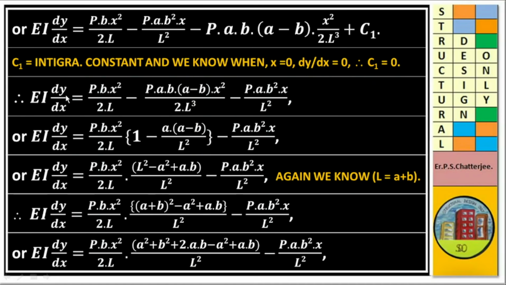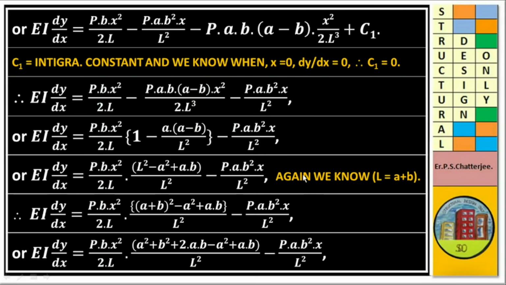Then we can write EI dy/dx is equal to P into Bx square divided by 2L minus P into A into B into A minus B into x square by 2L cube minus A into B square into x by L square, or EI dy/dx is equal to P into B into x square by 2L into 1 minus A into A minus B by L square minus P A B square into x by L square, or EI dy/dx is equal to P into B into x square by 2L into within bracket L square minus A square plus AB by L square minus P into A into B square into x by L square.